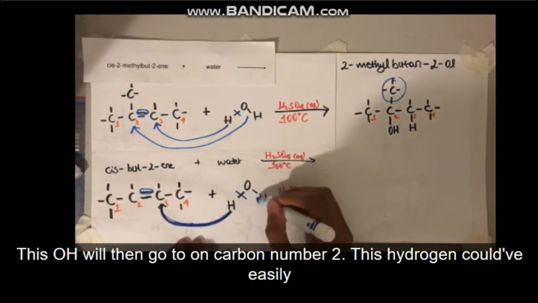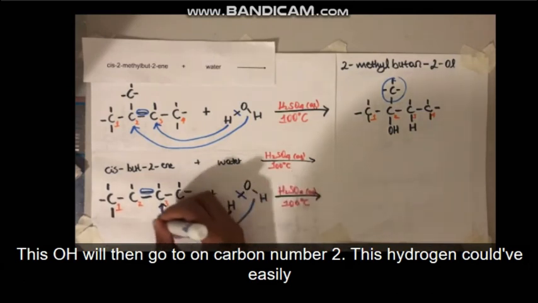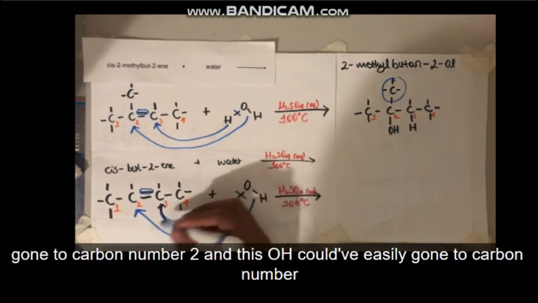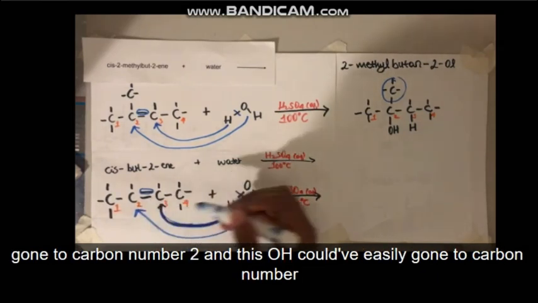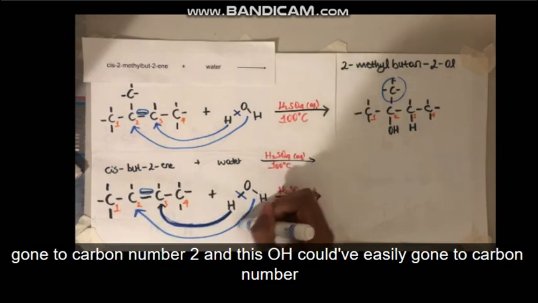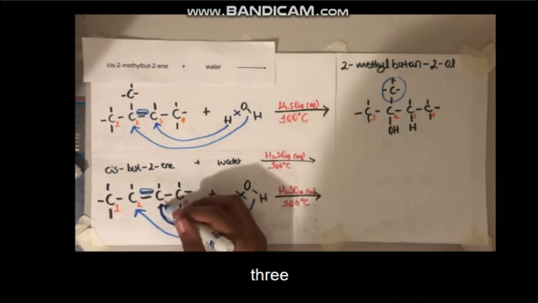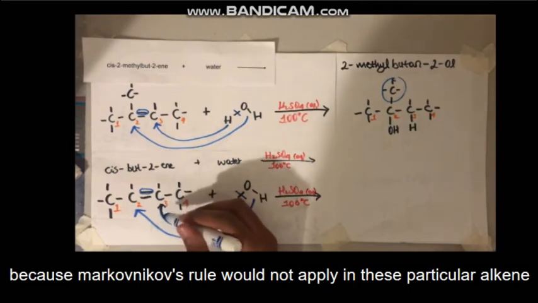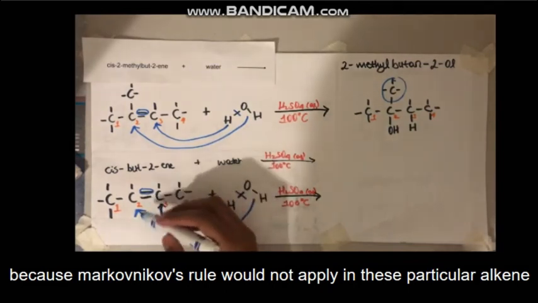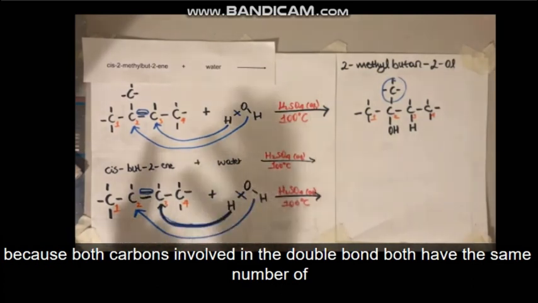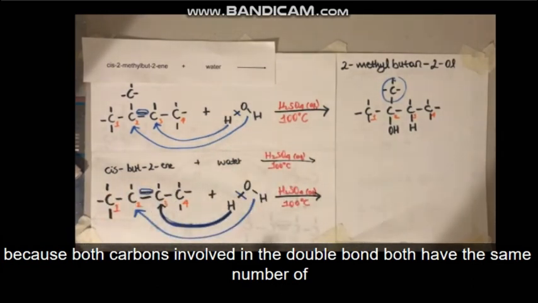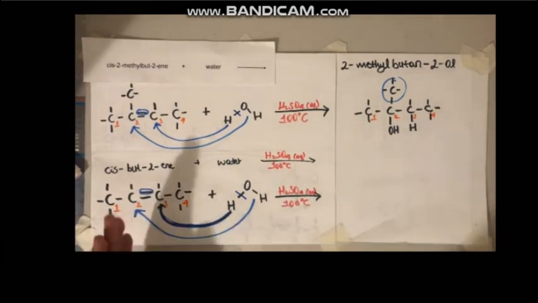This OH will then go on carbon number 2. This hydrogen could have easily gone to carbon number 2, and this OH could have easily gone to carbon number 3, because Markovnikov's rule would not apply in this particular alkene, because both carbons involved in the double bond both have the same number of hydrogens.